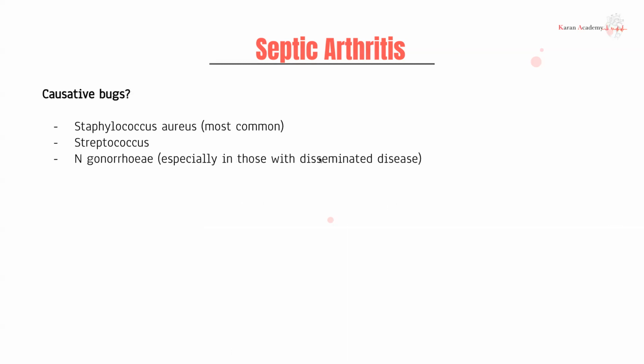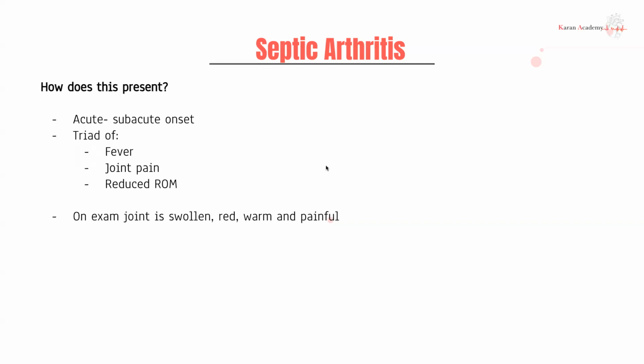Causative bugs: common things are common. So Staph aureus is going to be the most common cause of septic arthritis. You can also get streptococcus as a cause of septic arthritis. But more importantly, if you have multiple joints being infected, you always have to think of Neisseria gonorrhoeae as a cause of septic arthritis, because it can present in those with disseminated disease.